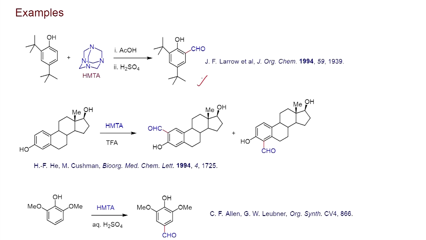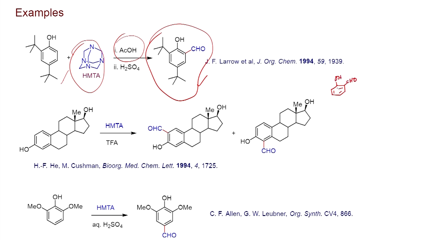The first one, if you look at here, this substituted phenol can be readily reacted with the hexamethylene tetramine in the presence of acetic acid and sulfuric acid to give this aldehyde as a product. This is one of the important aldehydes. If you look at this aldehyde, which is widely used to make salen ligand, two equivalents of this aldehyde can readily undergo condensation with diamine.